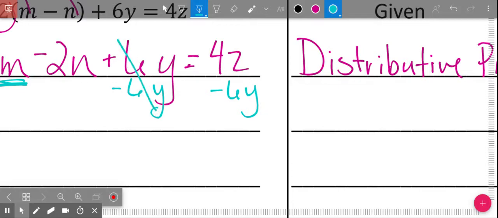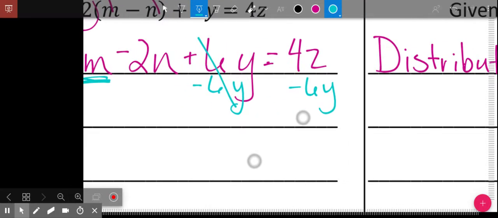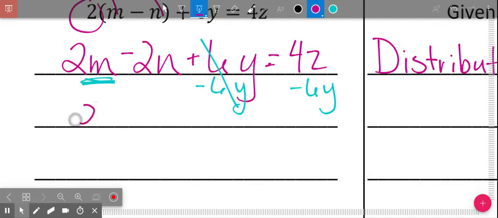Well, on the left, those cancel, which is great. That's what I wanted. So I still have 2m minus 2n. That's gone because those canceled. Equals, the z and the y are not like terms. Since they are not like terms, I can't combine them. So it's just going to be 4z minus 6y.